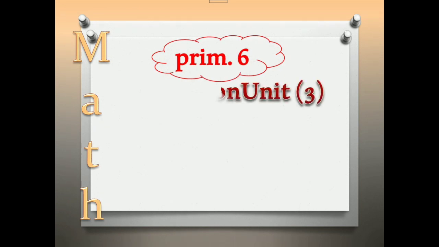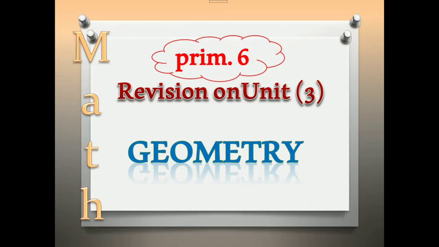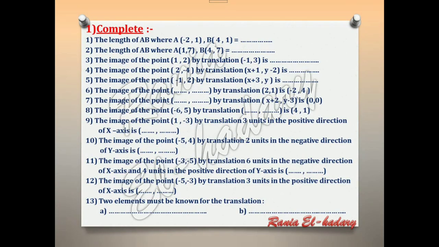Now we will do revision on Unit 3 Geometry. Number 1: the length of AB where A is (-2, 1) and B is (4, 1). To find the length of AB, cancel the similar number in Y or in X. Number 1: we have 1 in Y in point A and 1 in point B. Cancel 1 with 1.